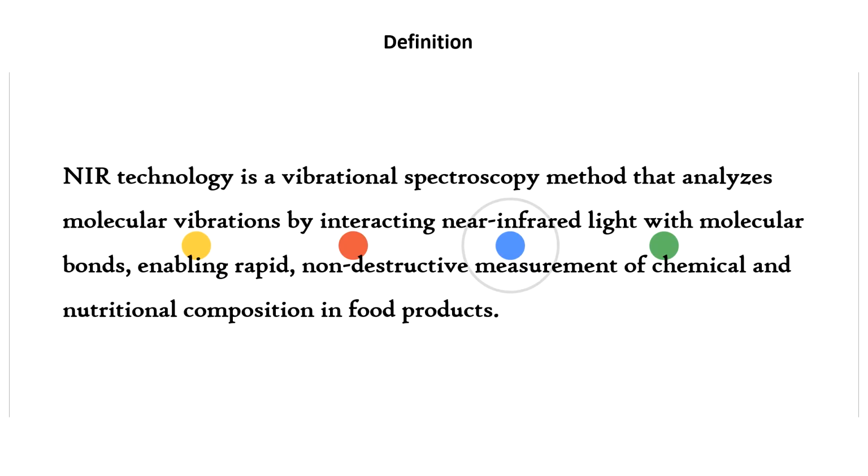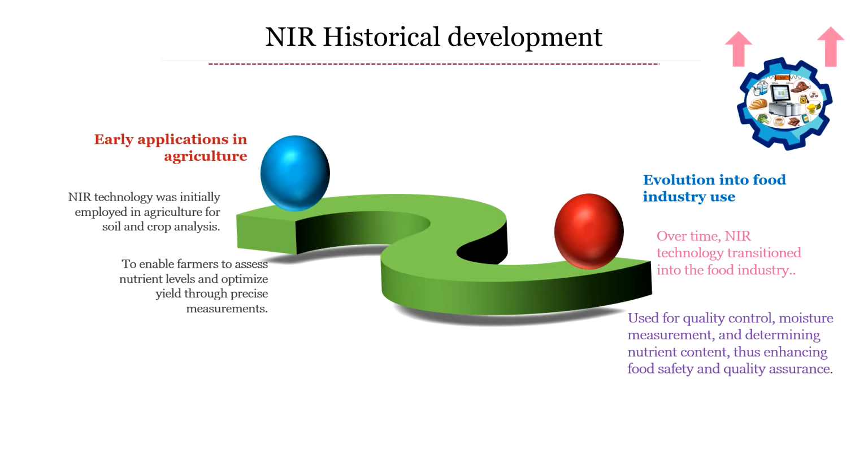Looking at the definition, NIR technology is a vibrational spectroscopy method that analyzes molecular vibrations by interacting near infrared light with molecular bonds, enabling a rapid, non-destructive method of measuring chemical and nutritional composition in food products.